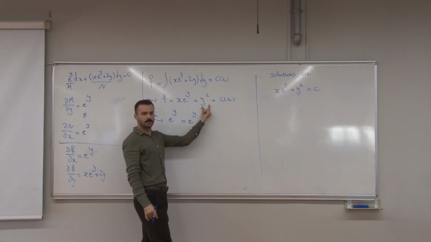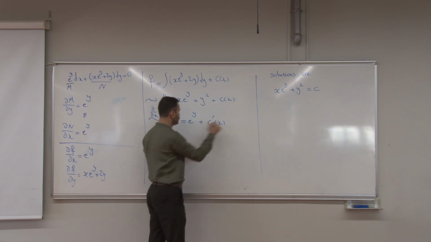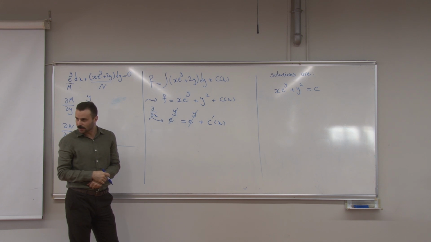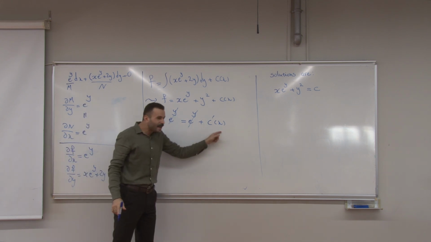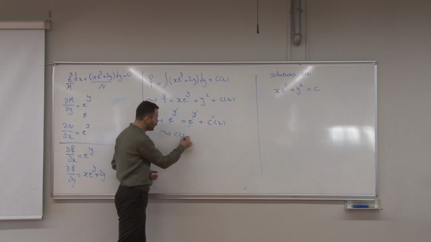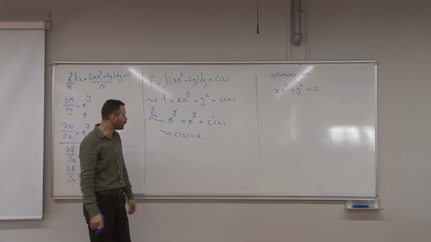Plus, what is the derivative of this with respect to x? 0. And we have c prime of x. Now we have this e to the power of y, e to the power of y cancelling. C prime of x is 0. What is c of x then? Just a constant. Let's call it a, or b, or c, or whatsoever that you would like.